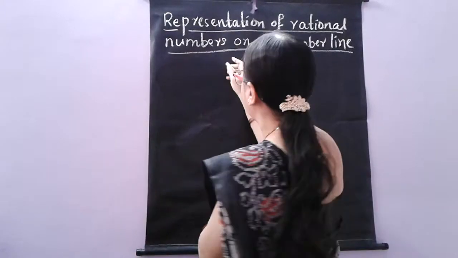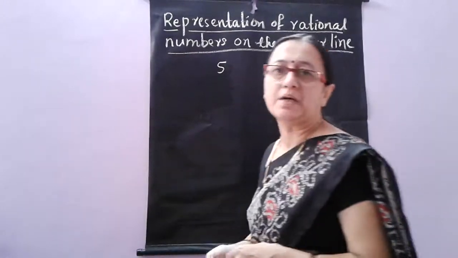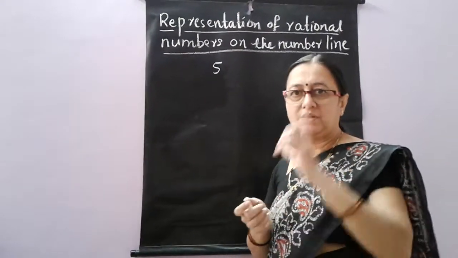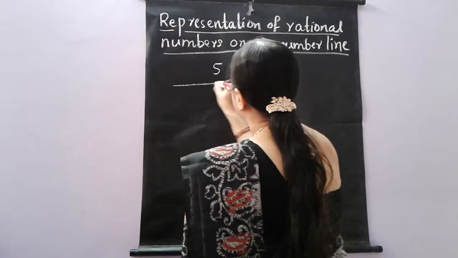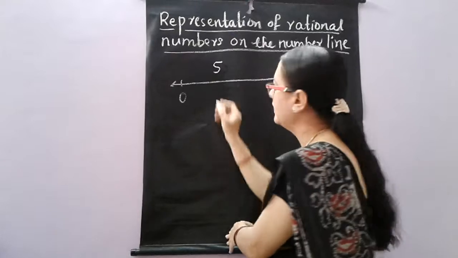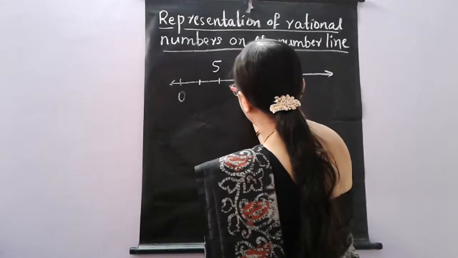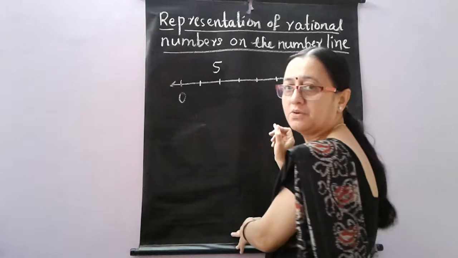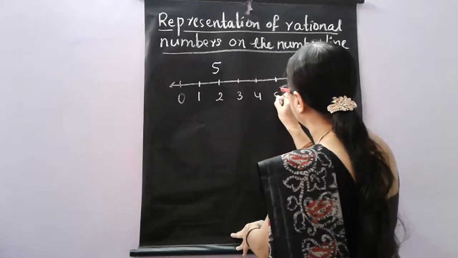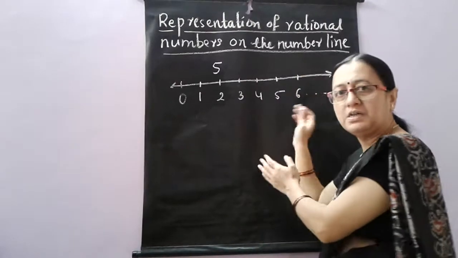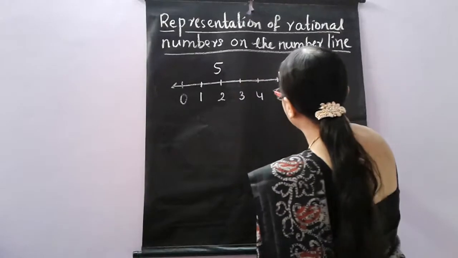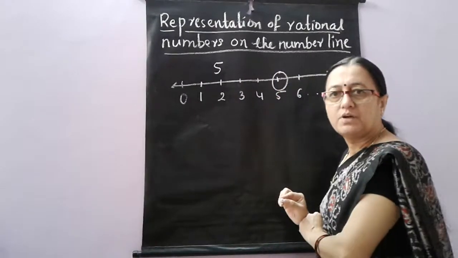Now for example, I want to represent number 5 on the number line. How can we represent it? It is just like the scale, the ruler that you have. We are drawing the number line, starting from 0. Then each division represents one number here. So if you are starting from 1, 2, 3, 4, 5, 6, continuing on the right side of the number line, the positive number line, it is natural numbers. So 5 lies here.